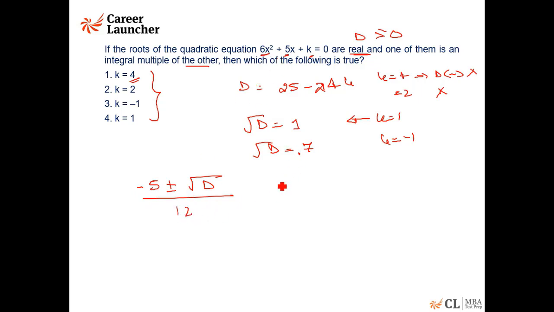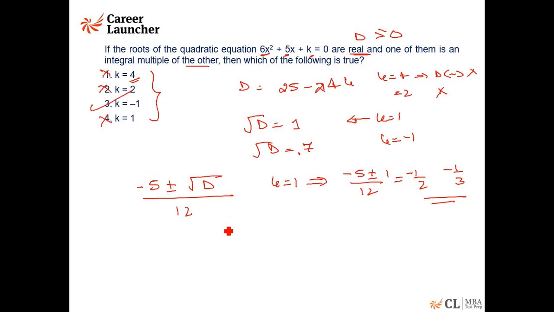Now let's look at k equal to 1. If k is equal to 1, what do we get the roots as? We get minus 5 plus minus 1 upon 12, which is equal to minus 5 minus 1, minus 6 by 12, so minus 1 by 2, and minus 4 by 12 or minus 1 by 3. So one root is not an integral multiple of the other, so k equal to 1 is not a possible answer.